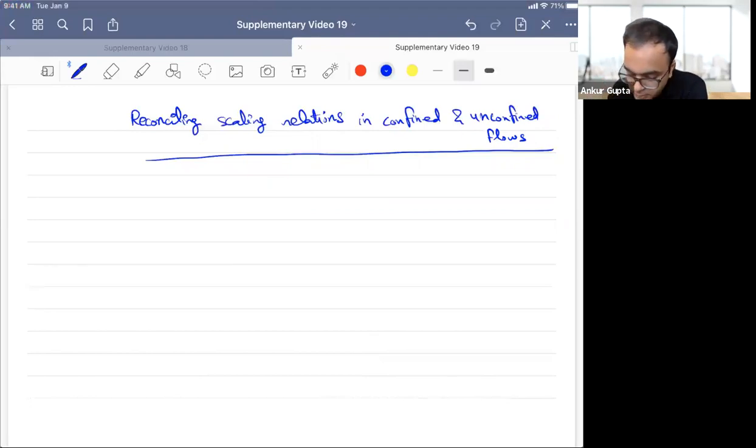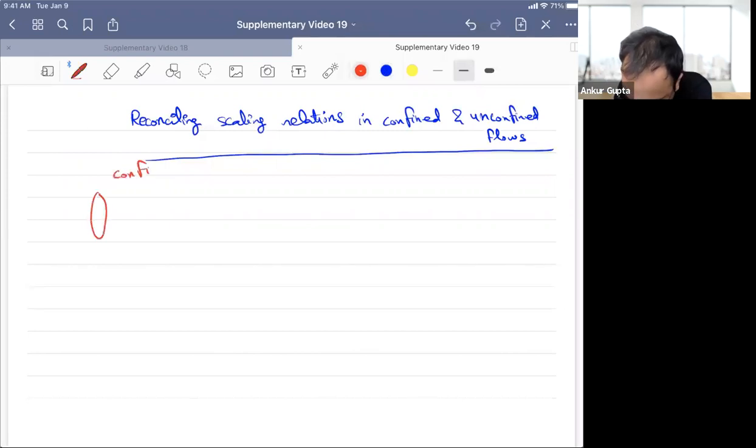And you will also solve similar problems in your last homework, homework 6. My basic aim for this video is to show you that there are great similarities between confined flows and unconfined flows, and how you should think about that in a unified way rather than thinking of these two as separate classes of flows. So let's start with the confined flow.